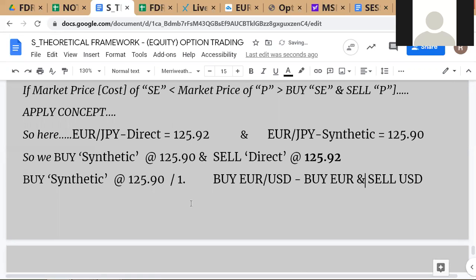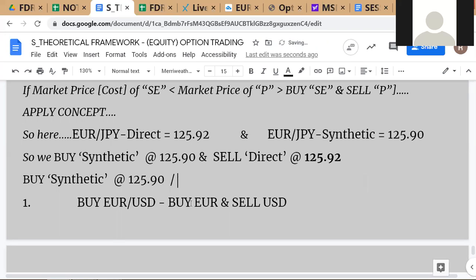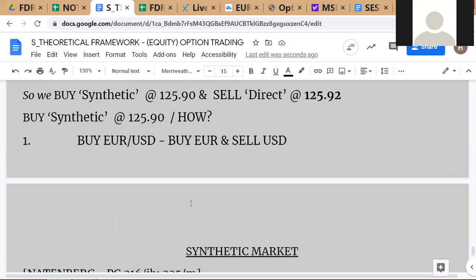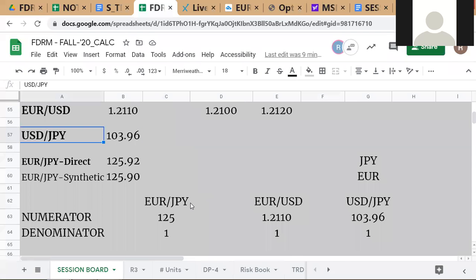I want to just complete the discussion here. I was going to ask you guys this. Actually, I was going to have a little bit of a CP session for this, but we don't have the time. So buy synthetic. How will you buy the synthetic? Okay, you're trying to buy the synthetic euro yen at 125.90. How will you do it? Your only way to do it is to trade in these markets. What will you do? Okay, so the answer to that is figure out what you need to do.